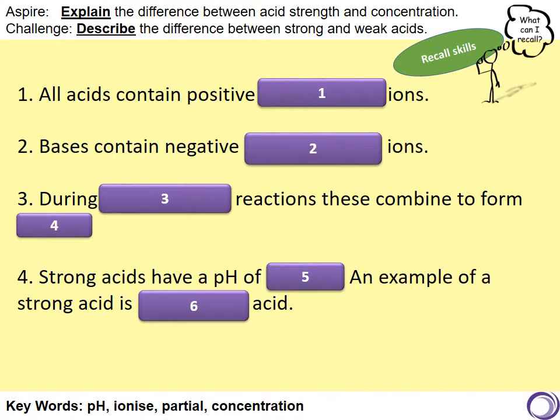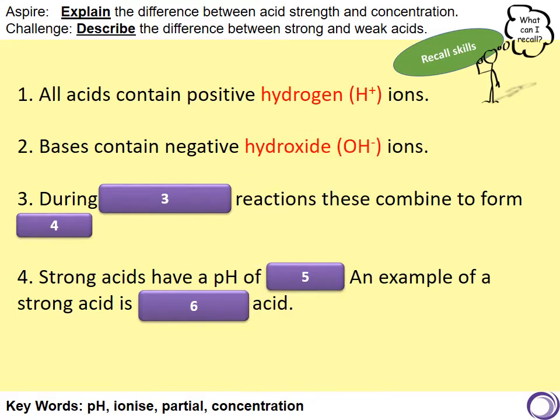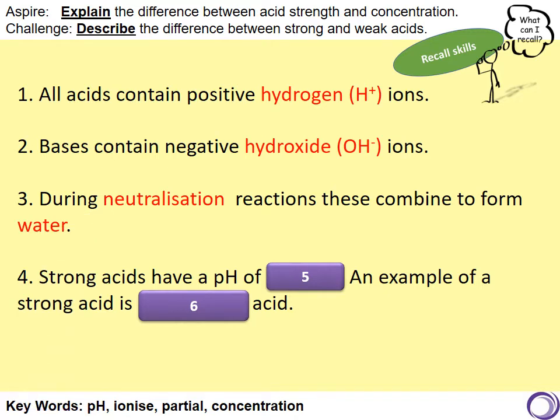So all acids contain positive hydrogen ions. Bases will contain negative hydroxide ions. During neutralization reactions, these combine to form water. Strong acids have a pH of 1, 2 or 3, and an example of a strong acid is hydrochloric acid.